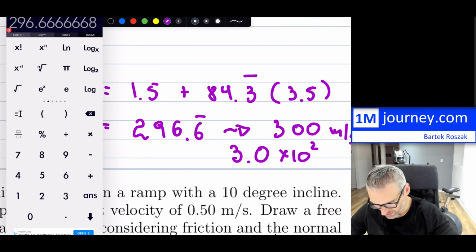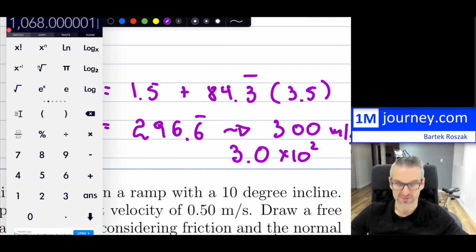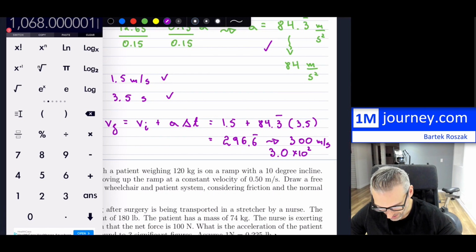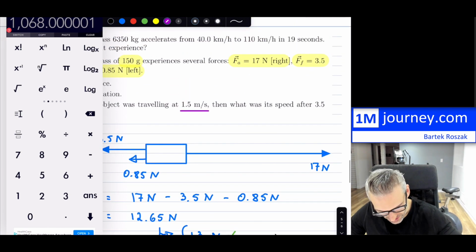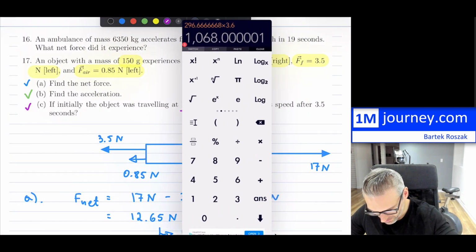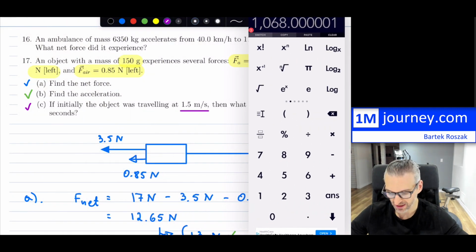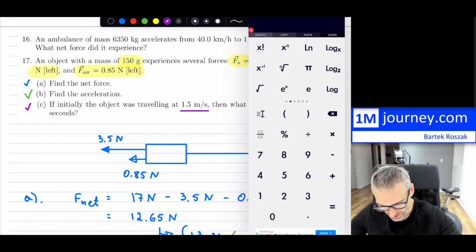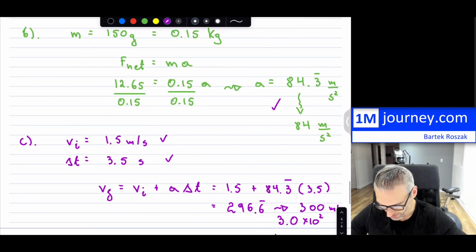And to be honest with you, if you take this answer, I'm going to change it back into kilometers per hour to give you some perspective. It's over 1,000 kilometers per hour, so it's pretty crazy how fast this is. Let's just see if they wanted, so if they don't say anything, you keep it in SI units. All right, so those are the first two examples for you.